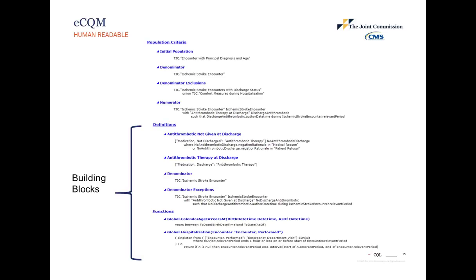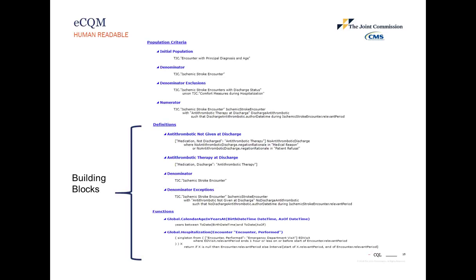This is a screenshot of the human readable file, and for those that are new to eCQMs, a human readable is a file format of the measure specifications that a person can read. The first thing I want to point out is if you look under the initial population, it's only referring to a single line, TJC.encounter with principal diagnosis and age. And so this is a major difference from the QDM version, where you had lines and lines of logic stated.